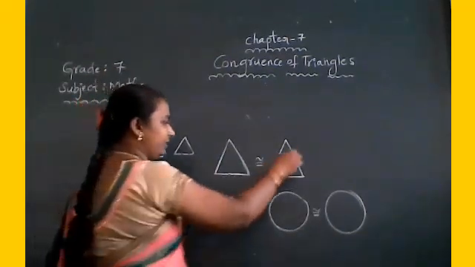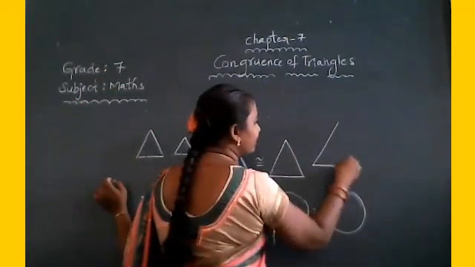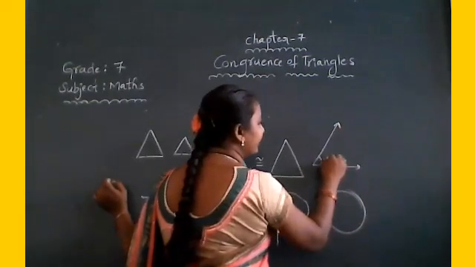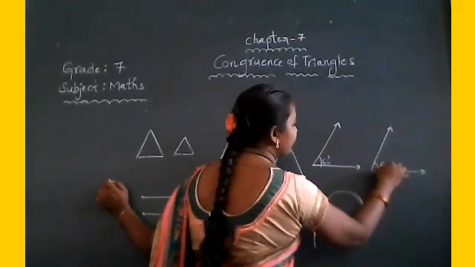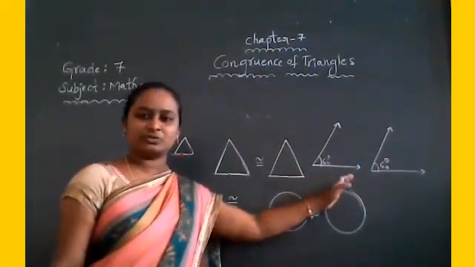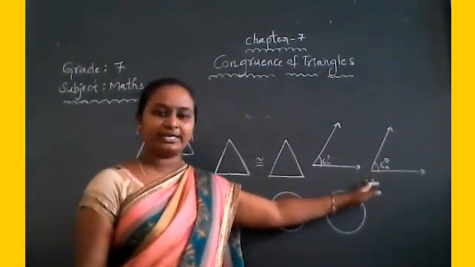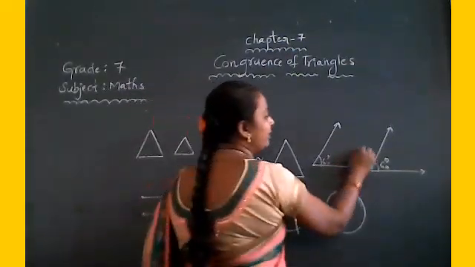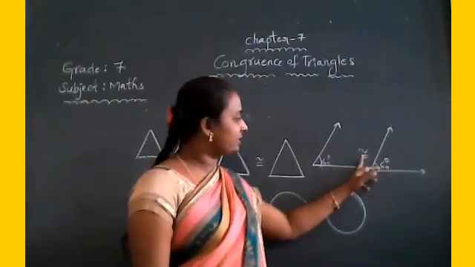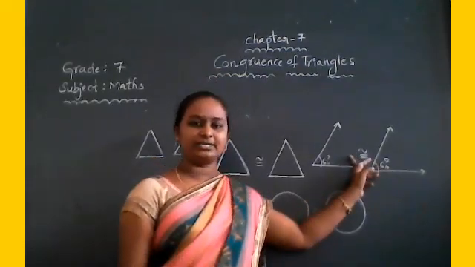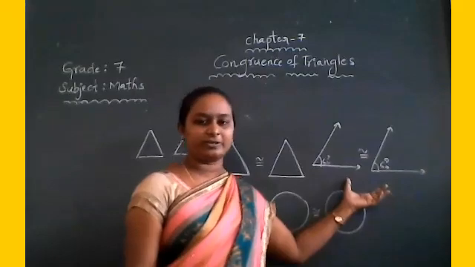And taking angles. Here the angle is 60 degrees. Here I have taken one more diagram, 60 degrees. Now tell me, are these two angles congruent? Yes. To show the congruence, you have to use this symbol. This is the symbol for congruence.